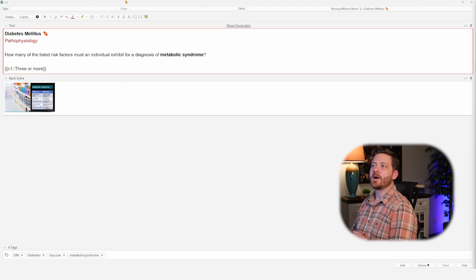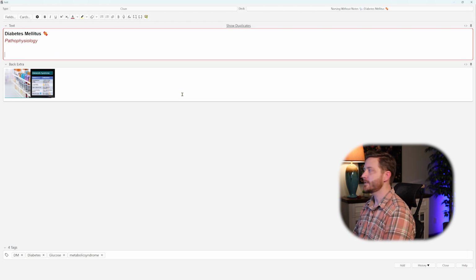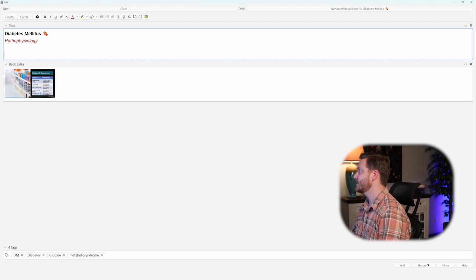Now that we've got metabolic syndrome noted and how it's diagnosed, now let's go through and make individual cards defining what each of those factors are. Let's get rid of this, and let's take it from the top with hypertension. So our hypertension is going to be anything that's over 130 over 85 or taking antihypertensive medications.